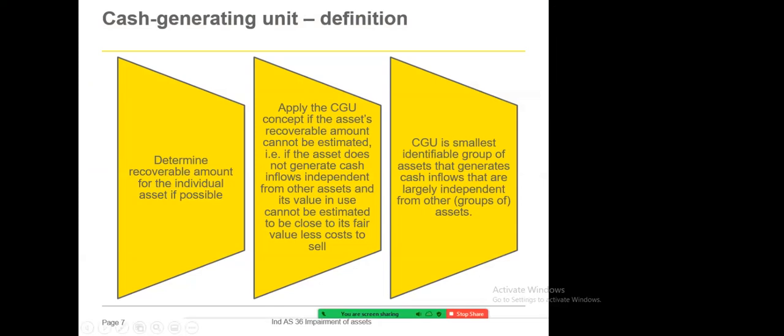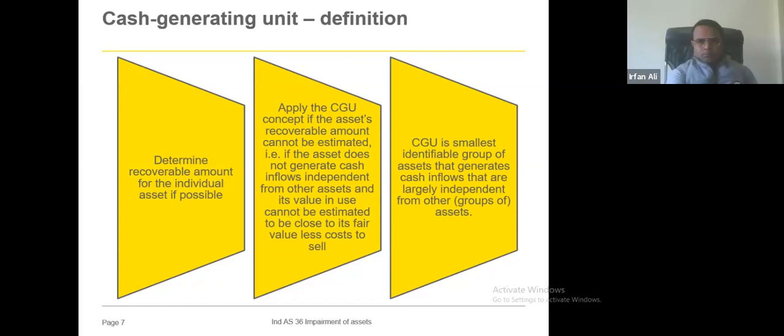And here, if the asset does not generate cash flows independent from other assets, and value in use cannot be estimated to be close to fair value less cost to sell, what do we need to do? First of all, we need to see if it is possible to estimate the recoverable amount of the asset. If yes, well and good, let's go for it. But if it is not possible to estimate the recoverable amount of one specific asset, then we need to see if it is possible to estimate the recoverable amount of a CGU. If that is possible, then yes, we need to identify the recoverable amount of a CGU.